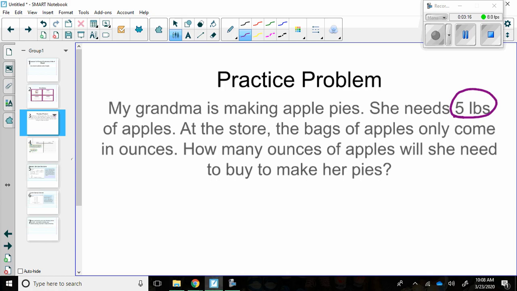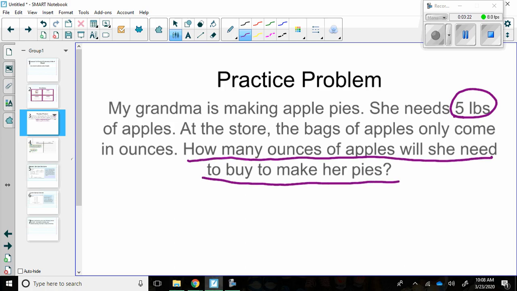So first, we circled the numbers. We need to underline the question. How many ounces of apples will she need to make her pies? And I also want to write that to restate it. So, Grandma needs blank ounces of apples.